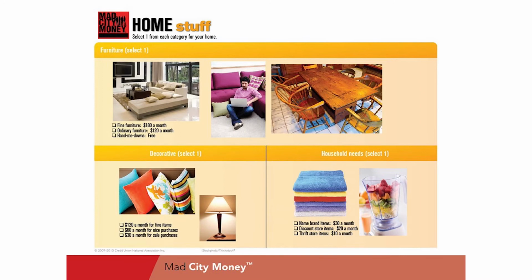Next is the home stuff. You want to select 1 from each category for your home. 1 selection from furniture. You can select fine furniture, ordinary furniture, or hand-me-downs. You decide. Decorative, select 1. Household needs, make sure you select 1 of those. And we'll pause here for you to make your selection.